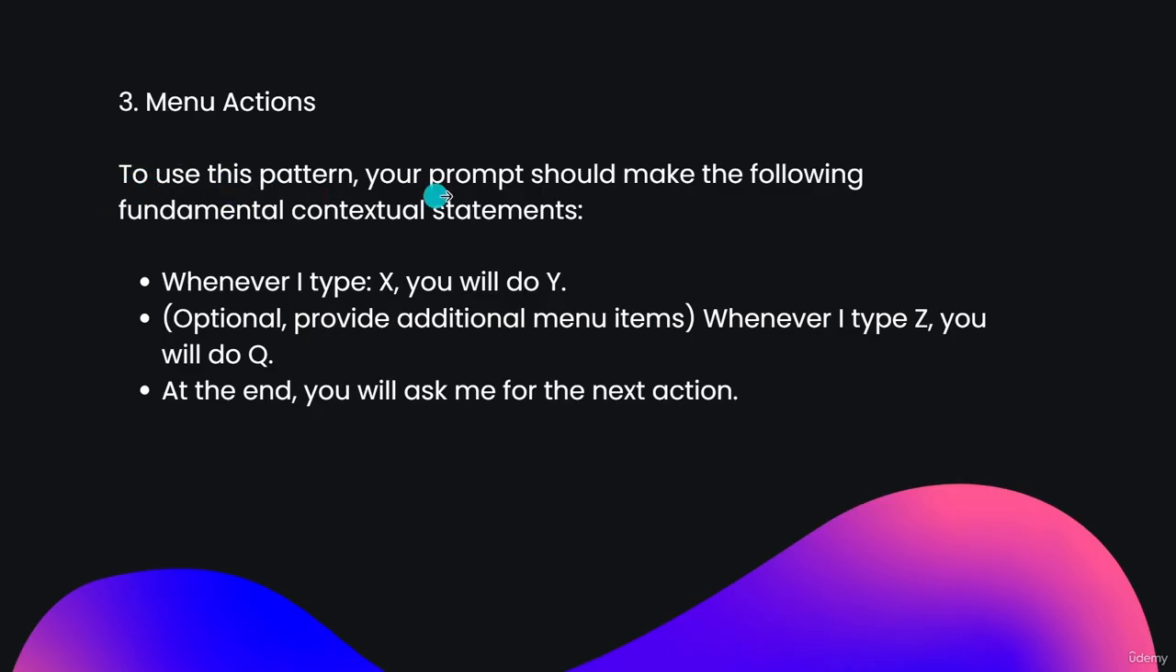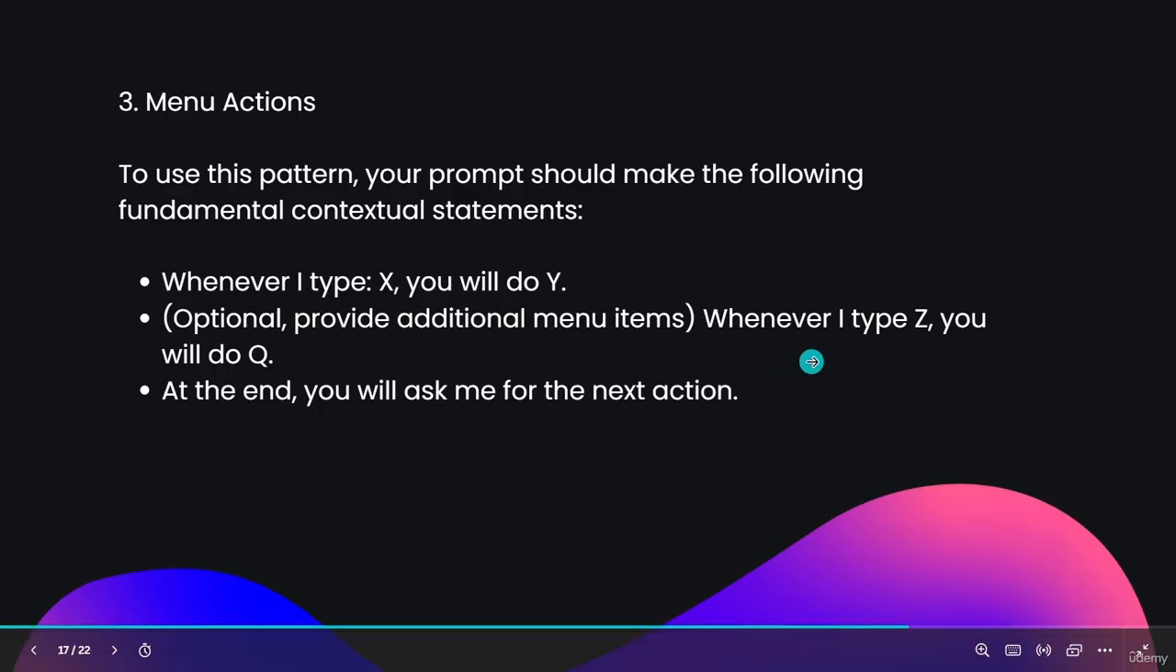To use this pattern, your prompt should make the following fundamental contextual statements. You can see the statement here. Menu actions means whenever I type X, you will do Y. Okay, when I tell you to do this, you will do this action. You can see another thing, optional: provide additional menu items. You can even add more instructions based on your application. Whenever I type Z, you will do Q.